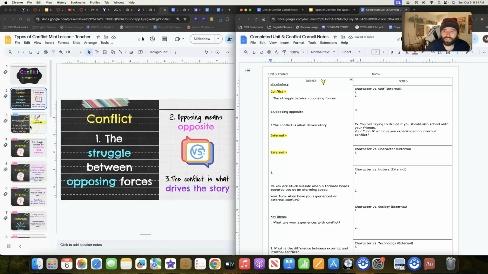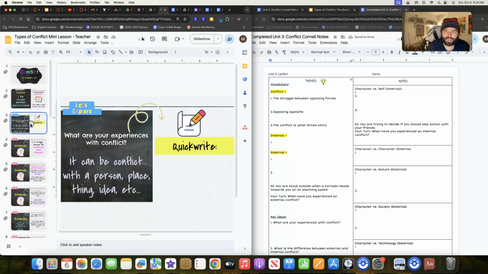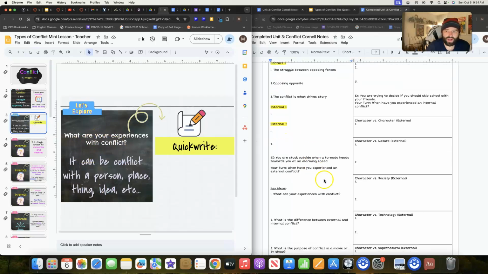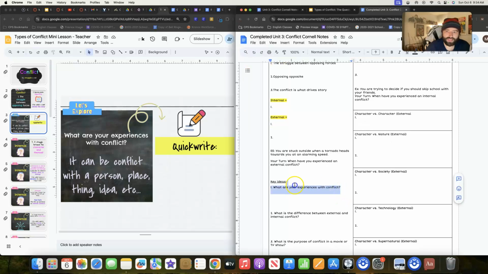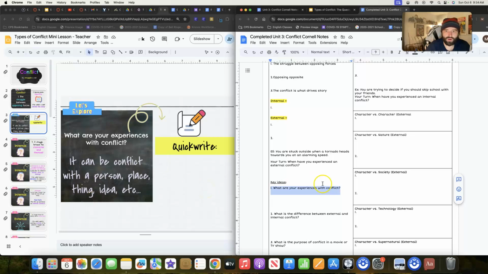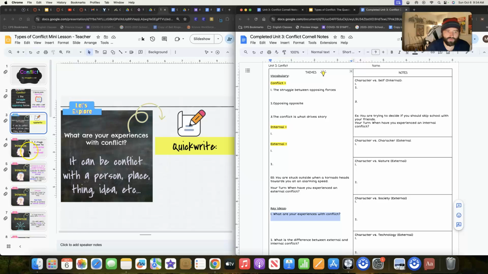So before we go into each one here, I want you to look at this next slide and pause the video. What are your experiences with conflict? You're going to answer that right here where it says key ideas. What are your experiences with conflict? It can be with a person, a place, a thing, an idea, etc. Just what are your experiences in life with conflict?